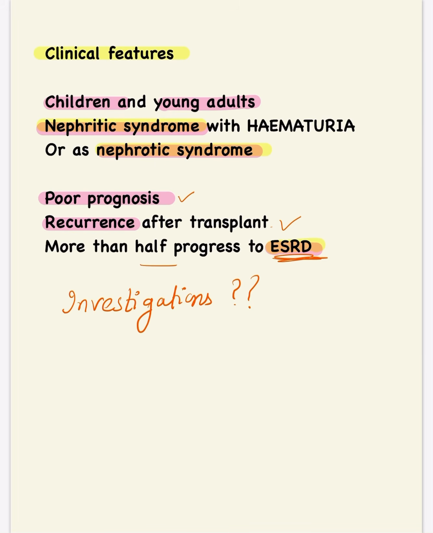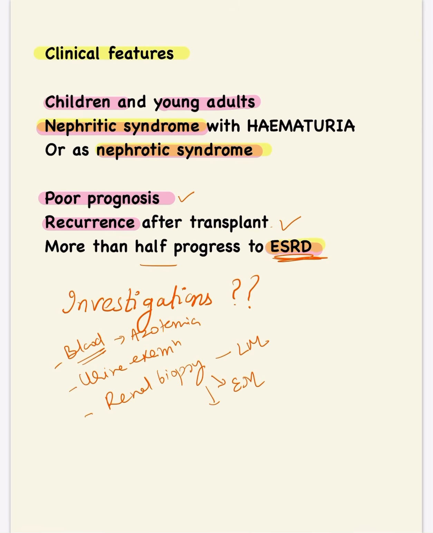Now, what investigation will you do to diagnose it? After the clinical examination and history, we proceed with the blood test, where we can look for azotemia. So BUN and creatinine you can order, then urine examination for proteinuria, hematuria, then renal biopsy. In renal biopsy, you see the light microscopic changes. Then you can also use the material of the renal biopsy for electron microscopy and immunofluorescence studies. So that way we can make the diagnosis of MPGN.